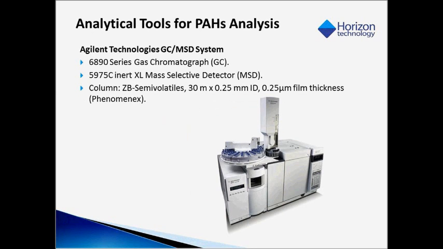Analytical tools for PAH analysis. In our labs, we use gas chromatography. This is the 6890 model from Agilent, together with the 5975 mass selective detector, also from Agilent. But please note that any other brand could have been used.